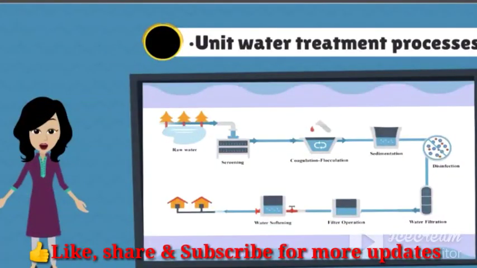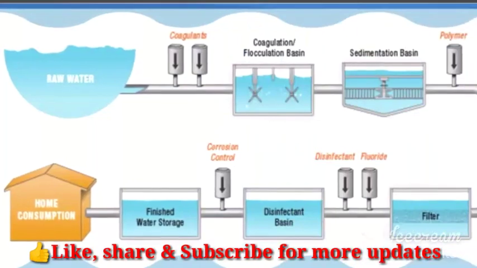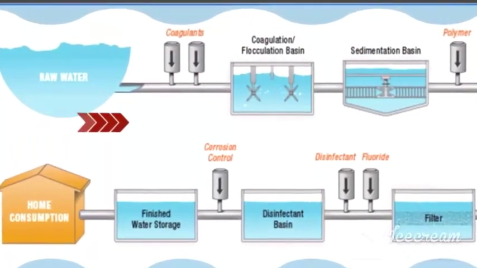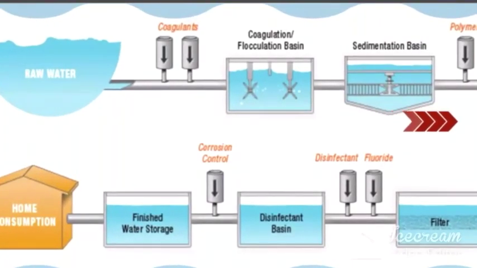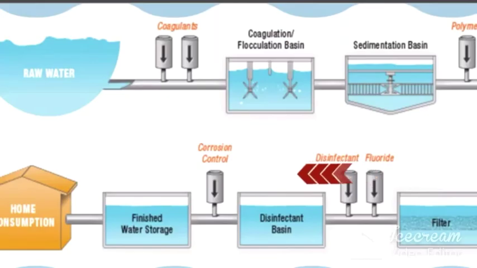Let us start with a brief introduction on water. In this picture, we can see an overview of the water treatment process. The raw water is delivered to the headwork of the water treatment plant. The 5 major unit water treatment processes start the treatment to make the water clean and clear.